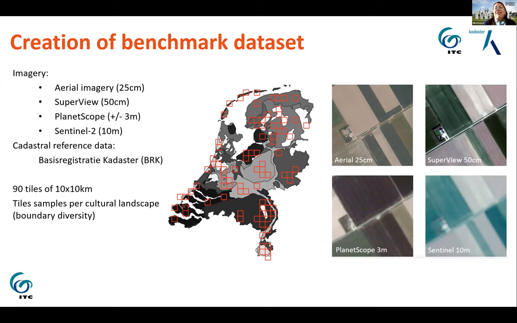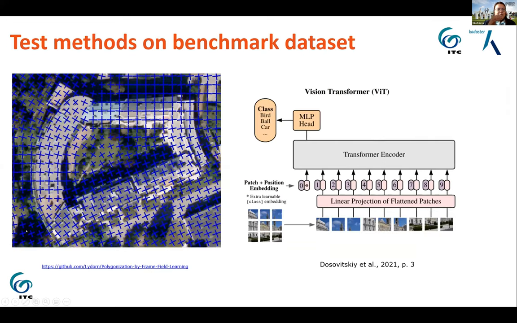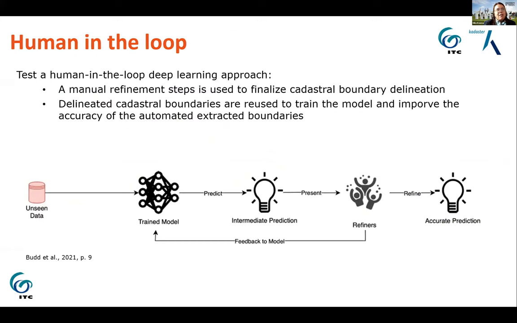So the tests will be done here, but we aim to transfer this approach into other countries with a similar input data source. Also, what else is planned is to test machine learning algorithms on this benchmark data set, like field learning, you can see on the left side. And also you can see that we will explore some state-of-the-art segmentation models like vision transformers. All this will be used on this benchmark data set to train and to evaluate the models.